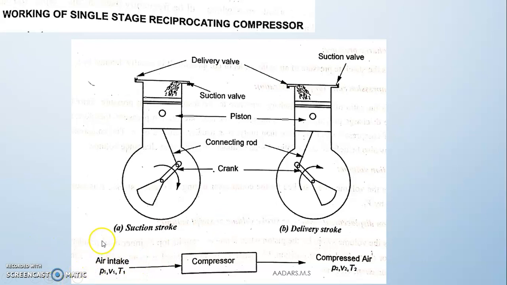So we'll be dealing with pressure, volume, and temperature is the third term we are dealing with. In a reciprocating pump, we are not dealing with the temperature because we are not dealing with the compression of liquids. But in air, we are dealing with compression, so we will be dealing with the change in pressure, change in volume, and change in temperature.